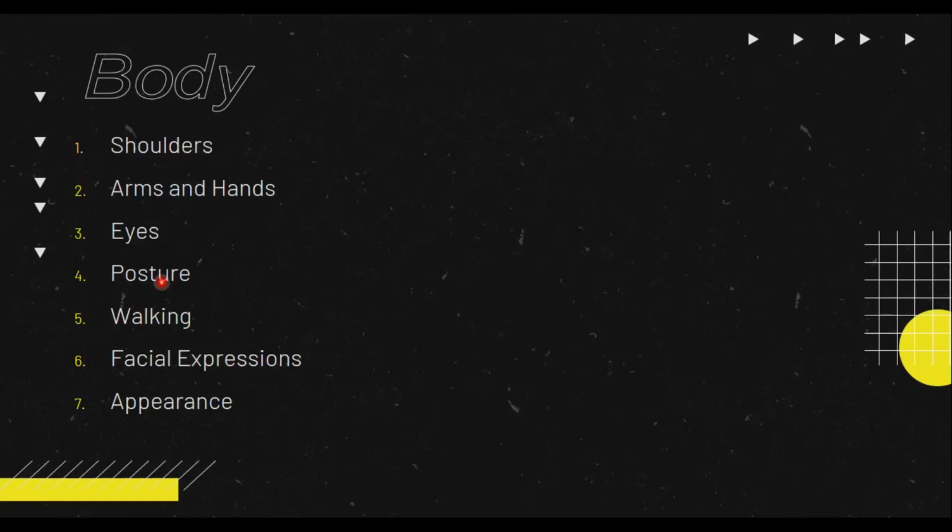Okay? It seems posture is also connected to the shoulders. So you have to have a good posture. Do not slouch, because if you have a good posture, that will also help you make your listener listen to you. Okay? Next, walking.